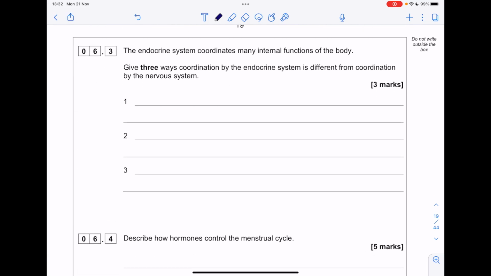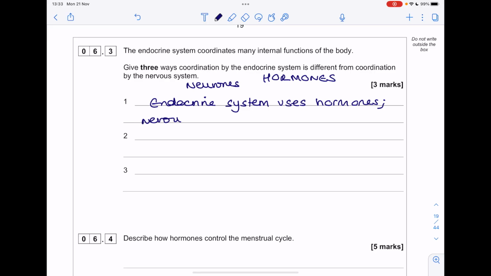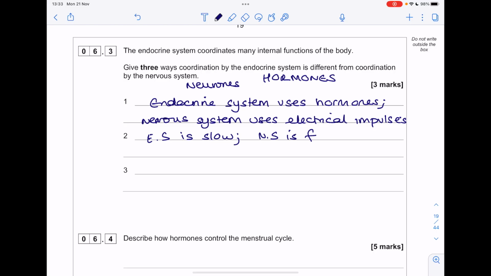The endocrine system coordinates many internal functions of the body. Give 3 ways coordination by the endocrine system is different from coordination by the nervous system. Endocrine system should be screaming hormones at you, whereas nervous system is all to do with nerves or neurons transmitting electrical impulses. Let's make a full comparison. Endocrine system uses hormones. Nervous system uses electrical impulses. The endocrine system is slow. Nervous system is fast. Endocrine system response is long-lasting. Nervous system response is short-lasting.